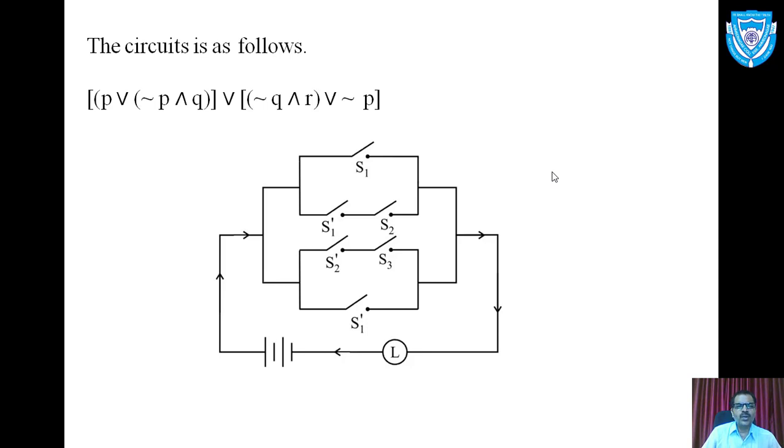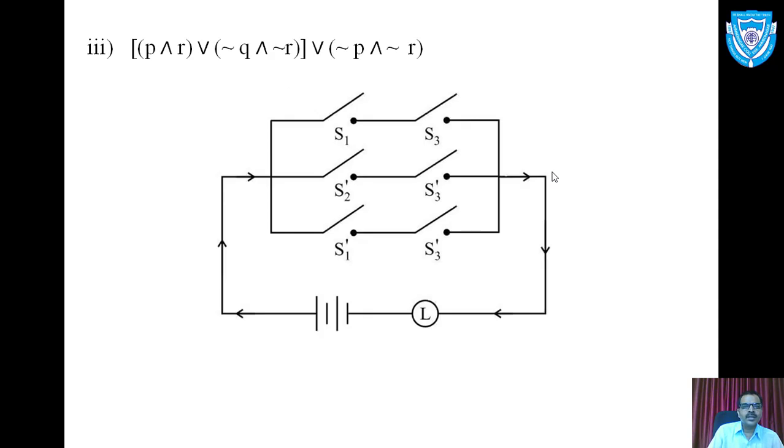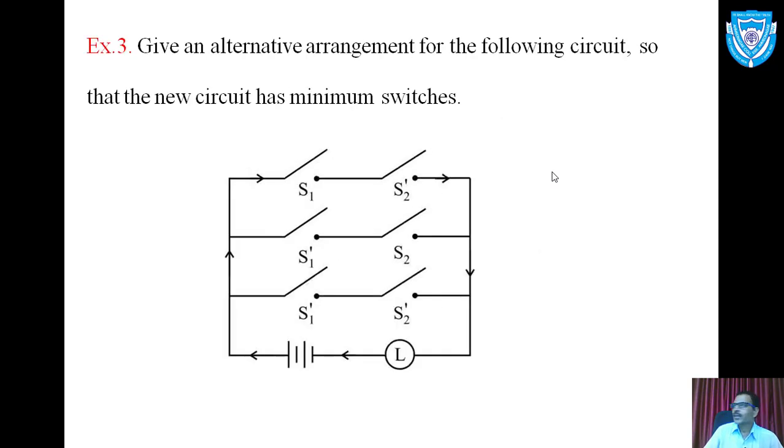Now whatever loops are connected by OR, we have to represent by parallel connection. So S1 and the series connection of S1 dash and S2, they are connected in parallel. The series connection of S2 dash and S3 and the loop of S1 dash, they are connected in parallel. Finally, these complete 2 loops, they are parallel to each other. Similarly, the second and third examples can be done easily.